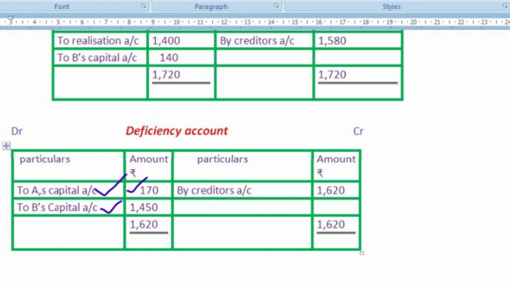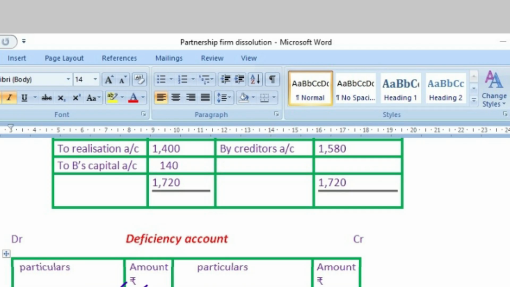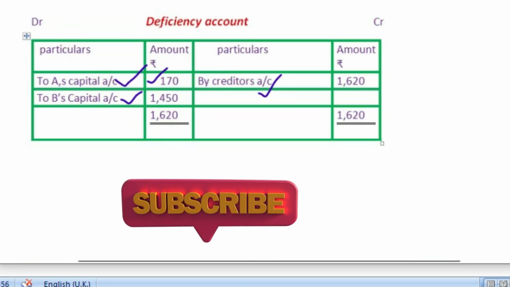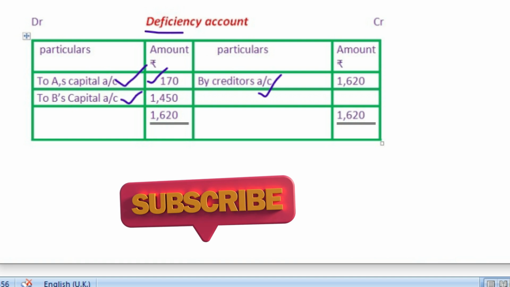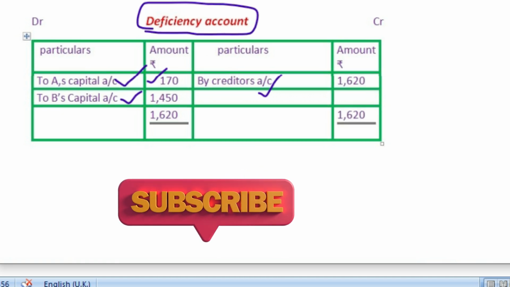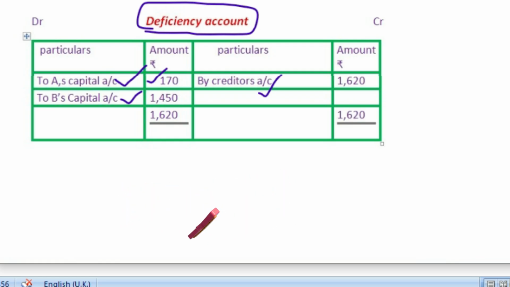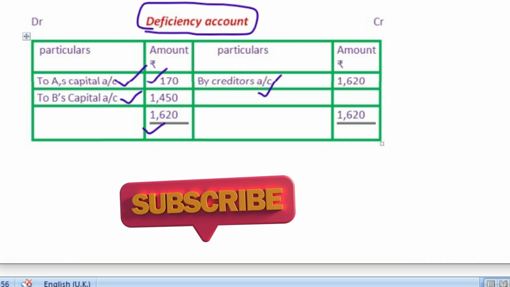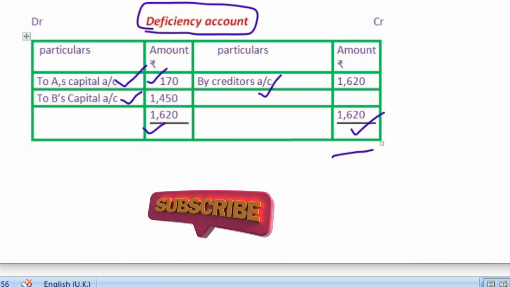And in the creditors account we found a deficiency, and this is on the credit side, 1620 rupees. So now the deficiency account will automatically be equal on both sides. Here this is the 1620 debit side, and this is the 1620 credit side, so both sides are equal.